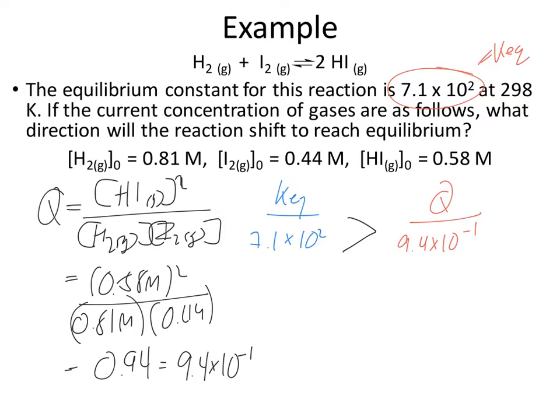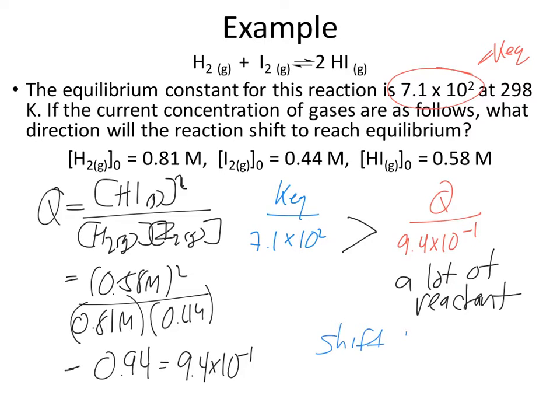Now what does this mean? Well, for our reaction quotient to be a smaller number, what that means is that we have a lot of reactant. Our ratio is very reactant heavy, which means that we have to move from reactant into creating product to establish the ratio as expected in this reaction at that temperature. So in order to use up some of this reactant, equilibrium has to shift to the right. It has to move from the reactant side to the product side.